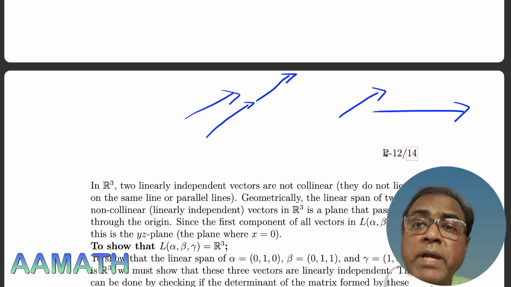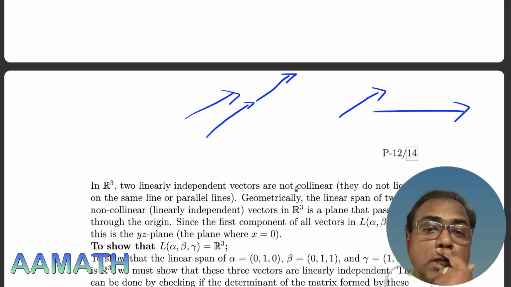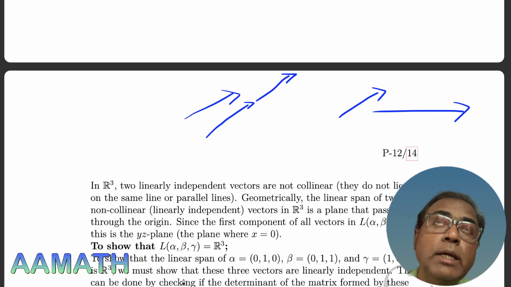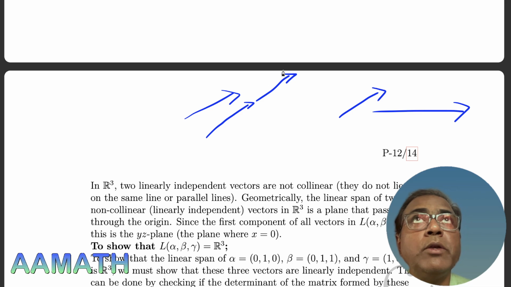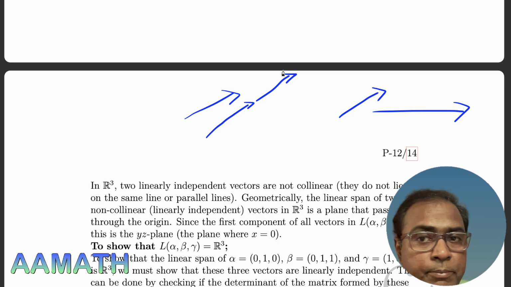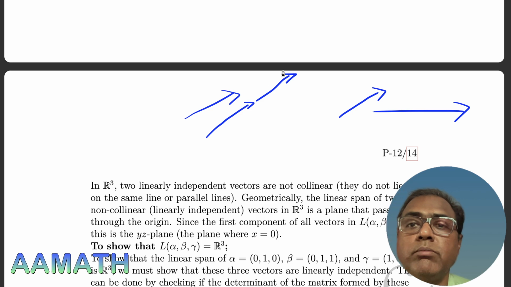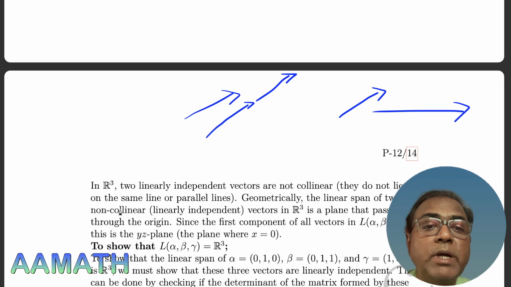So the linear span of these two vectors is the plane of the paper in R3 that passes through the origin, because all vectors alpha, beta in the linear span are vectors like (0, 1, 1), the point (1, 1, 1) is also a vector, meaning joining the origin and this point. So all these are passing through the origin.